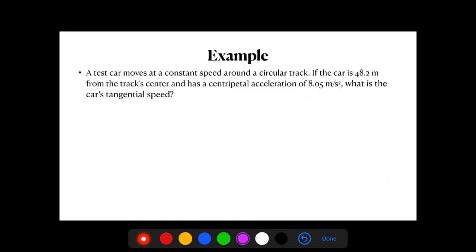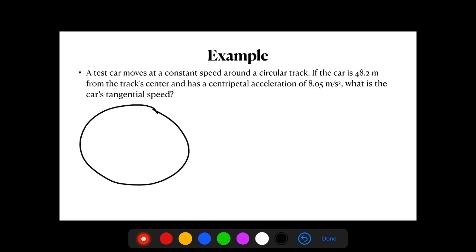So let's say that we have a test car, and this test car is moving at a constant speed around a circular track, and let's say the car is 48.2 meters from the track center and has a centripetal acceleration of 8.05 meters per second squared. What is the car's tangential speed? All right, first thing we want to do, let's draw a picture, as always.